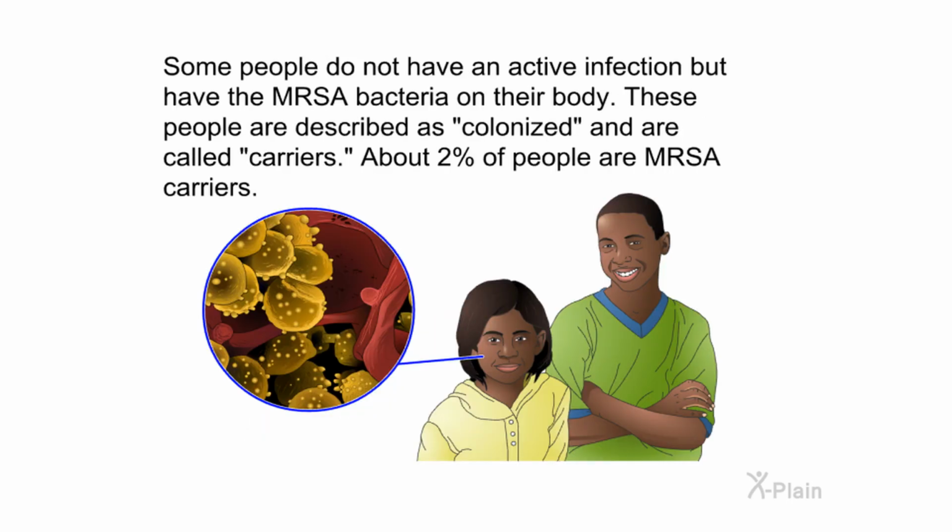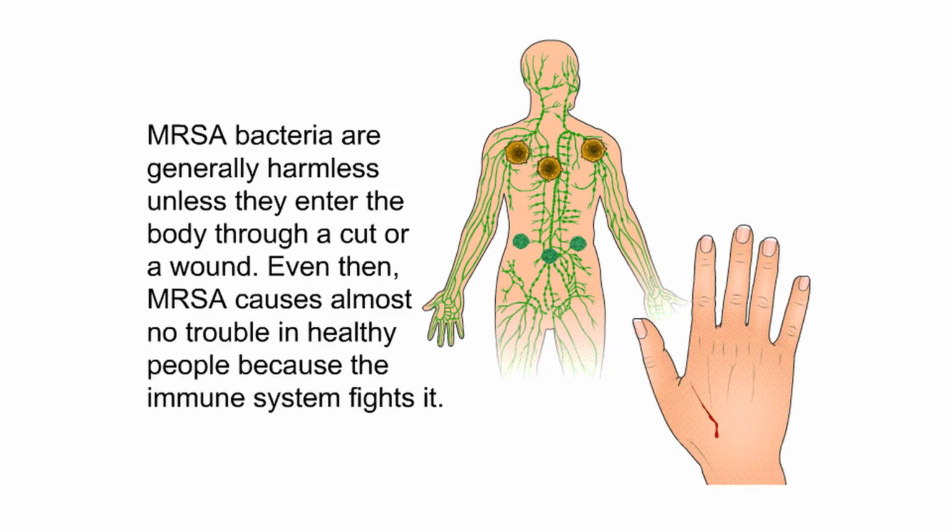Some people do not have an active infection, but have the MRSA bacteria on their body. These people are described as colonized and are called carriers. About 2% of people are MRSA carriers. MRSA bacteria are generally harmless unless they enter the body through a cut or a wound. Even then, MRSA causes almost no trouble in healthy people because the immune system fights it.